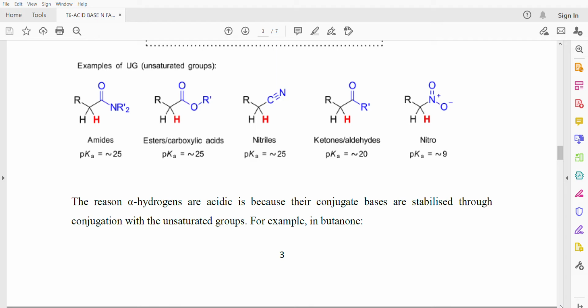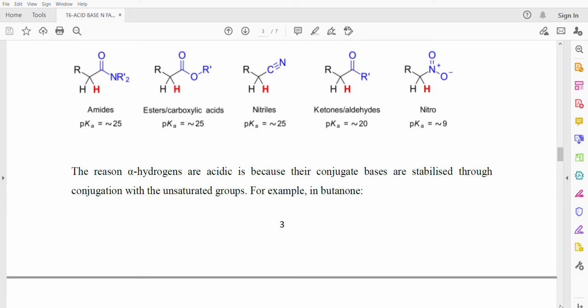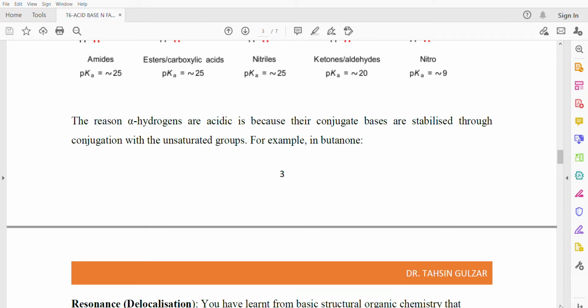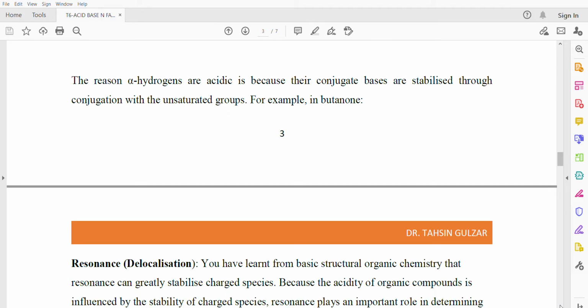The reason is that the alpha hydrogens are acidic because the conjugate base is stabilized due to conjugation with the unsaturated group. When the proton is removed, the negative charge comes, and this amide, carboxylic acid, ester, nitrile, ketone, aldehyde or nitro group is conjugating and stabilizing the conjugate base. The nitro group is very effective to attract; it is an electron withdrawing group. This electron withdrawing or unsaturated group attracts the negative charge towards itself, so the negative charge is not residing on the conjugate base carbon.